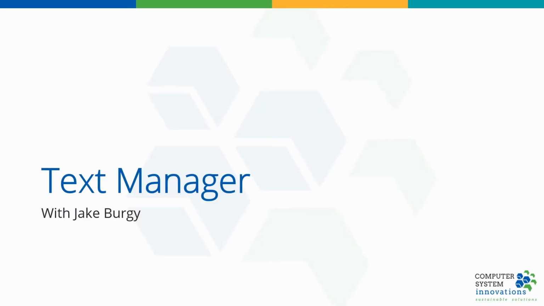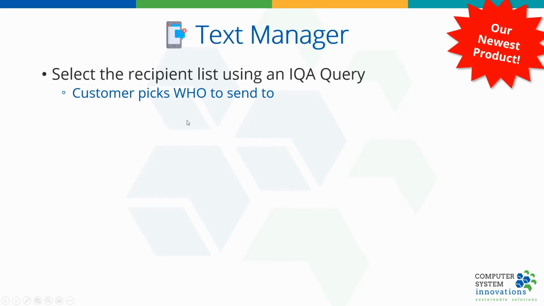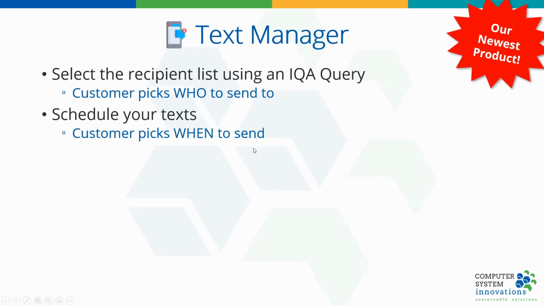Text Manager is our newest product, and with it, you can broadcast text messages to groups of contacts from iMIS. So, what does that mean? You can select a recipient list from an IQA. So, you build a group of people with an IQA. That basically means that you get to pick who you can send the data to.